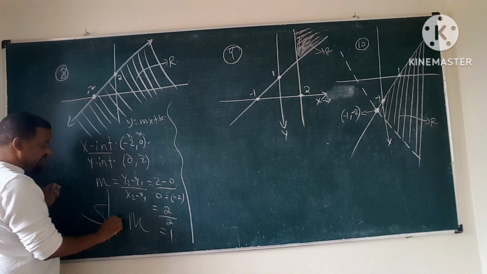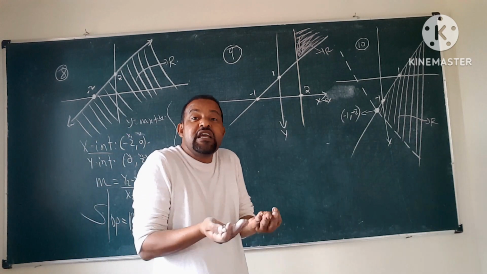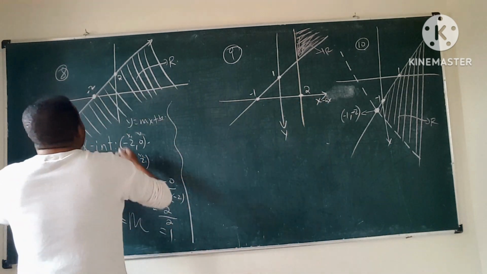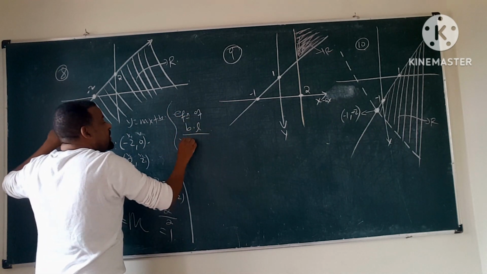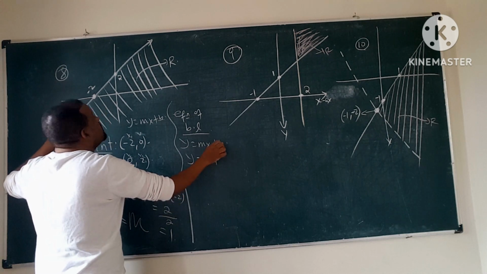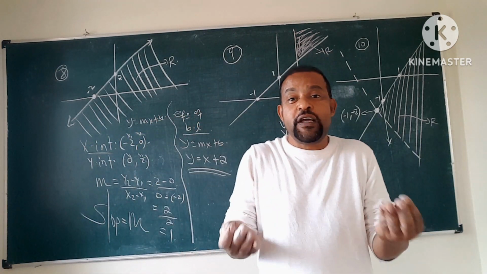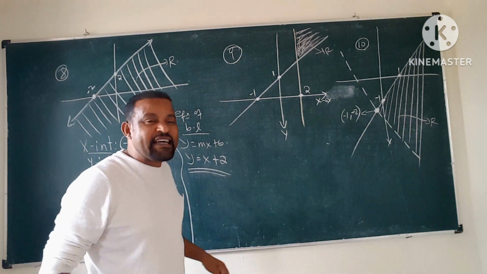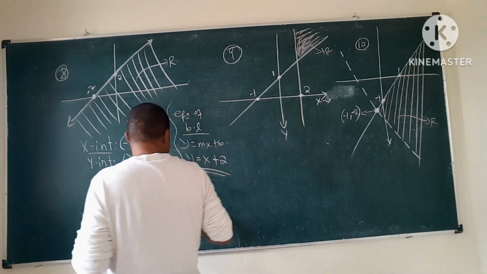Now, to find the equation of the boundary line: the equation of the boundary line is given by y equals mx plus b. Here m is 1, so y equals x plus b, where b is our y-intercept, which is given as 2. So the equation is y equals x plus 2. Since the shading is below the graph, we say y is less than, and since it is a solid line, the equality is included. So y is less than or equal to x plus 2.